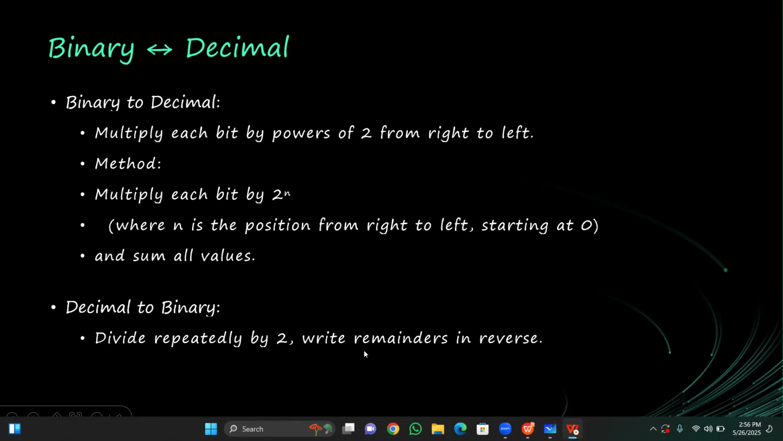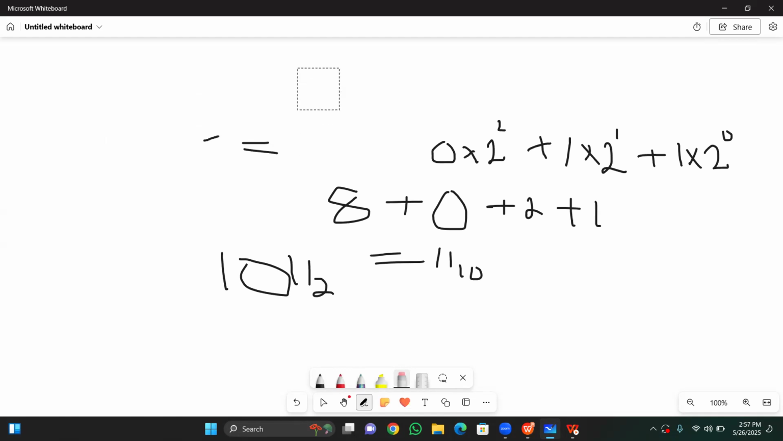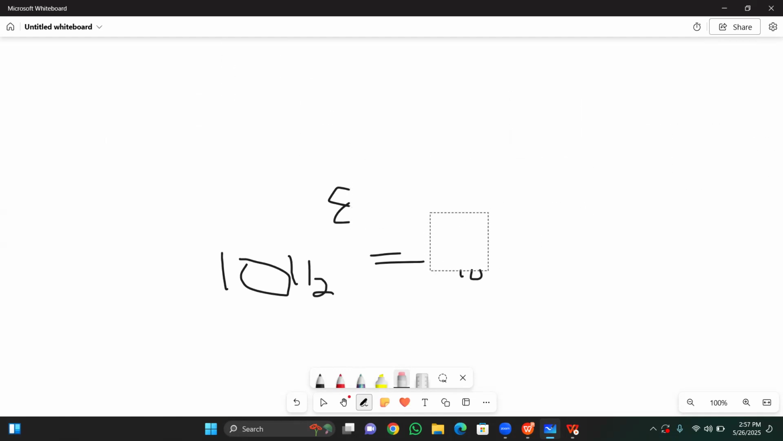You divide repeatedly by 2, and you write the remainders in reverse. Now let me show you what I mean. So I'm going to erase this. Make it bigger so it will be faster. You can see now I'm getting used to this. Okay, so now I want to convert 243. This is base 10. We want to convert it to base 2.